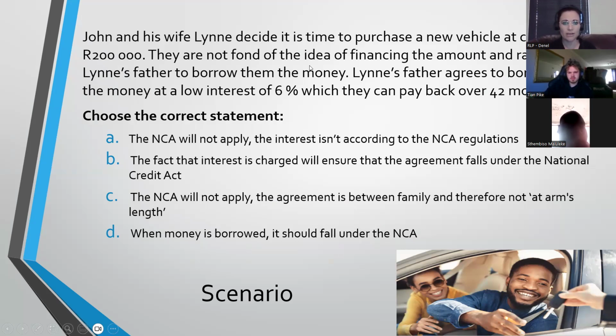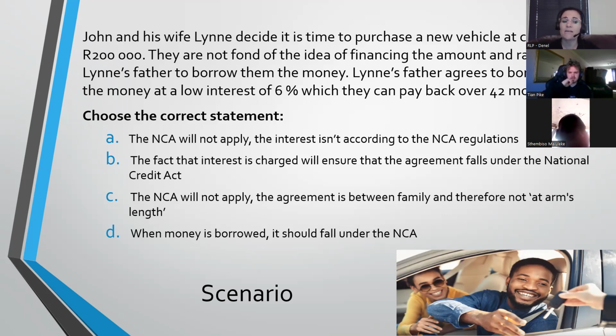Okay, so let's look at the first one. John and his wife, Lynn, decide it's time to purchase a new vehicle at a cost of 200,000 Rand. They are not fond of the idea of financing the amount, so they ask Lynn's father to lend them the money. Lynn's father agrees to lend them the money at a low interest rate of 6%, which they will pay back over 42 months. Now they want you to choose the correct statement.